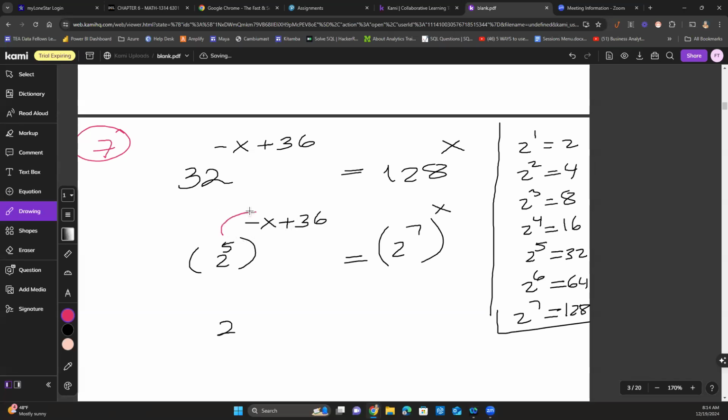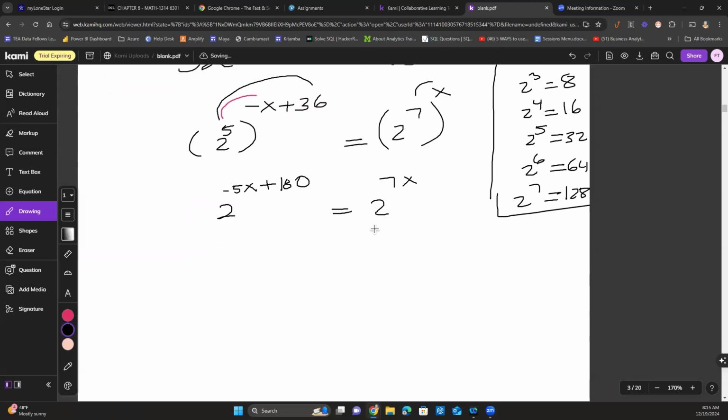So I'm going to multiply 5 by negative x, which gives me negative 5x. And then I'm going to multiply 5 by 36. Positive number times positive number, so the answer will still be positive. 5 times 6 is 30, 3 is the carry, that's 180. So this will be the finalized power for 2 on the first side. On the right side, the base number is still 2, but the final power is 7 times x, which is 7x.